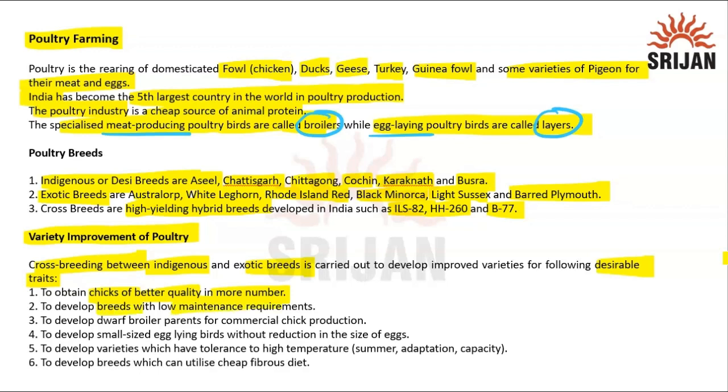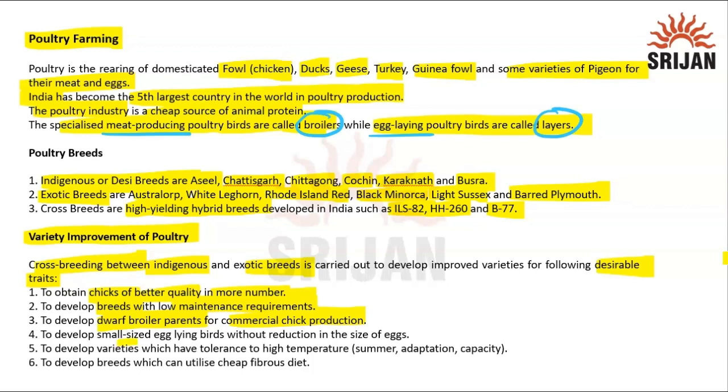The developed breeds have low maintenance requirements. Again, maintenance is a very important factor in poultry farming, so you need not put in a lot of effort in order to take care of them. You can also develop dwarf broiler parents for commercial chick production. With dwarf broiler parents, you don't need to invest so much in making them big. You utilize the parents to get good commercial chicks, and keep utilizing the parents as long as you can, and then you again get more dwarf broiler parents. The reason for utilizing dwarf broiler parents is that their requirements are less, because they are dwarf.